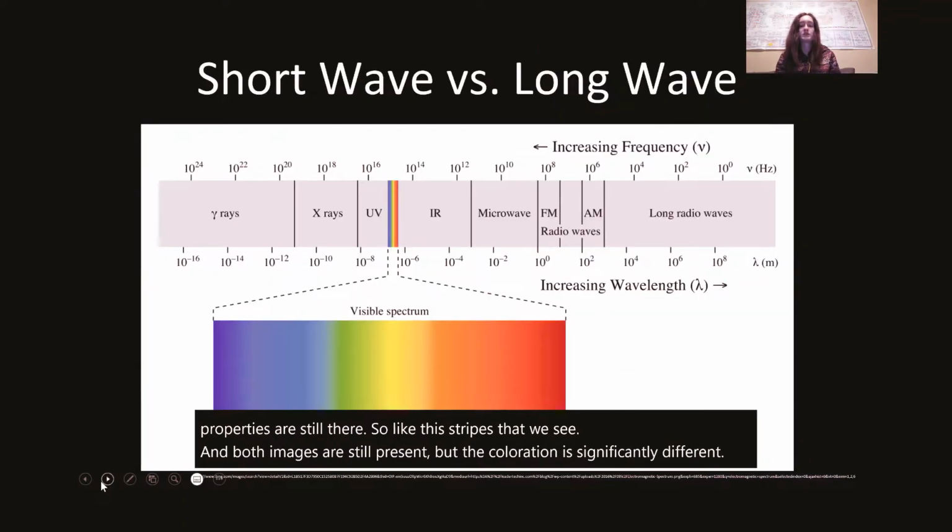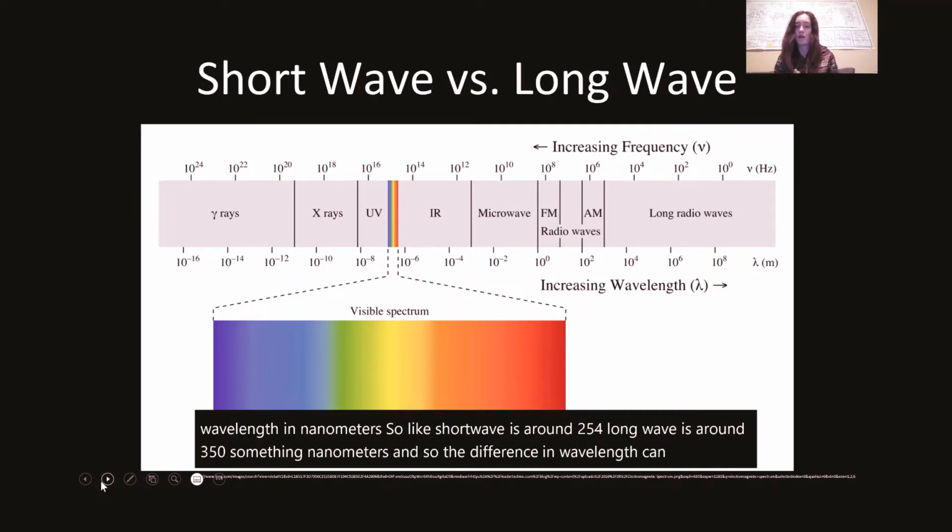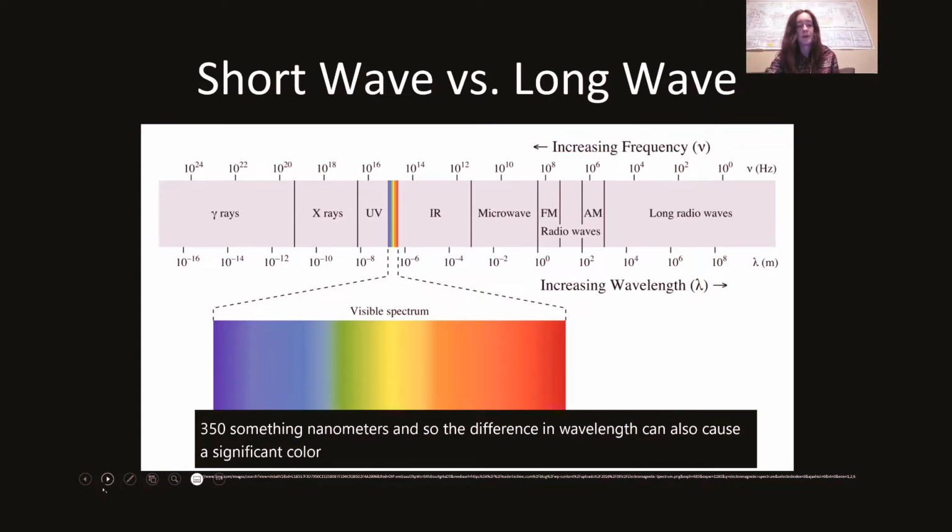And then there's also shortwave versus longwave UV light. So the difference in wavelengths in nanometers. Shortwave is around 254 and longwave is around 350 something nanometers. And so the difference in wavelength can also cause a significant color change with fluorescence.